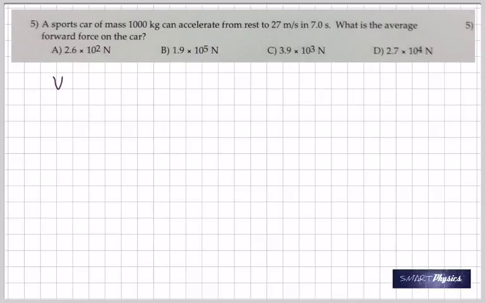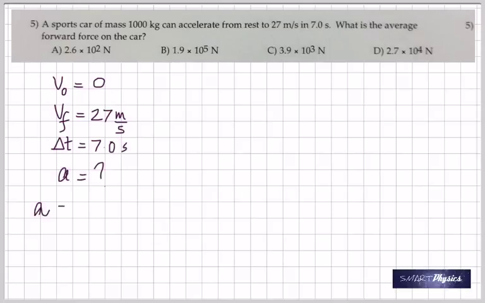A sports car of mass 1000 kilograms can accelerate from rest to 27 meter per second in 7 seconds. What's the average forward force on the car? So here you have the initial velocity, you have the final velocity is 27, and the time from which we can find the acceleration. So that's the initial, starts from rest, so that's 0. Final is 27 meter per second. Time is given as 7 seconds. And you are trying to calculate acceleration.